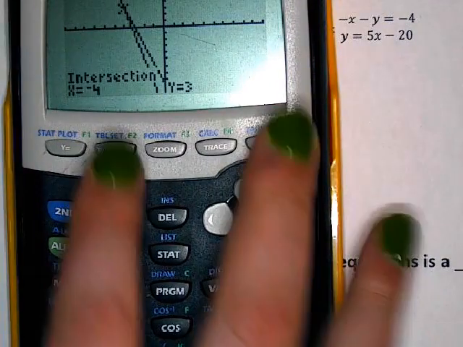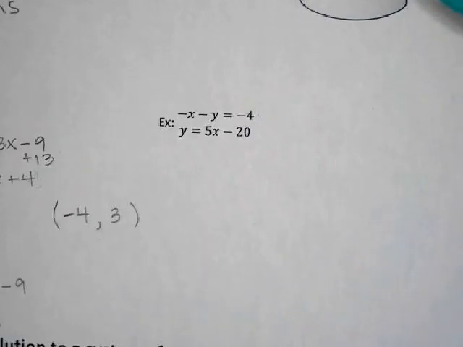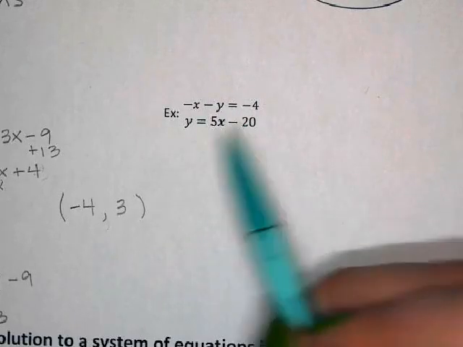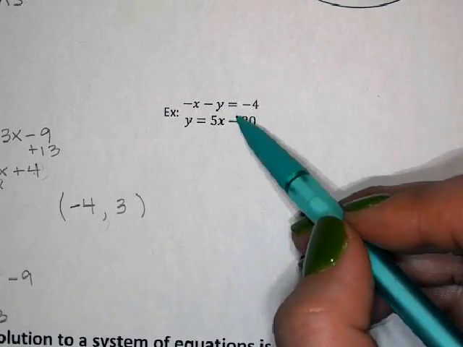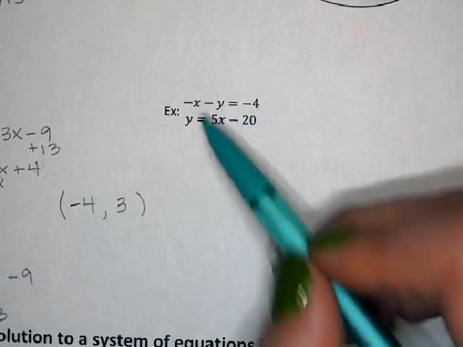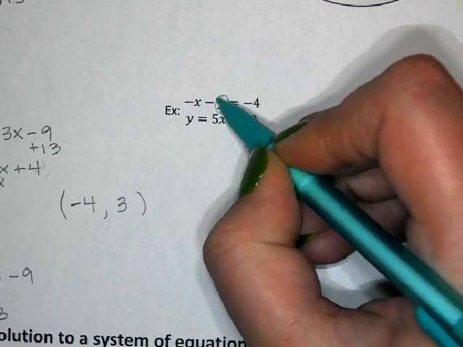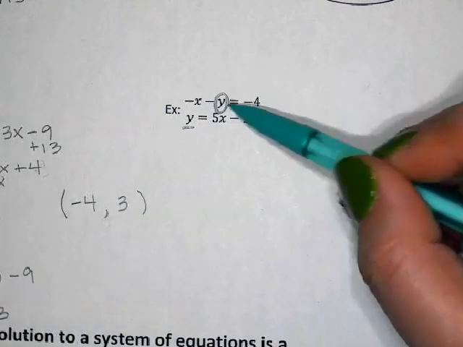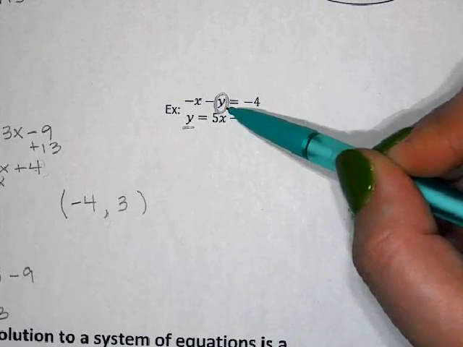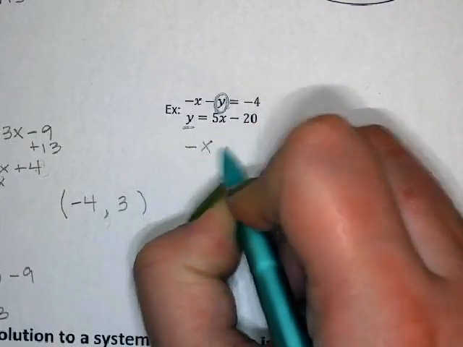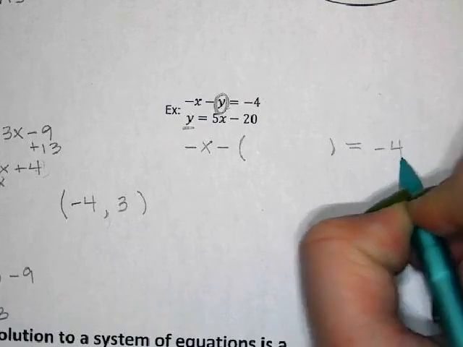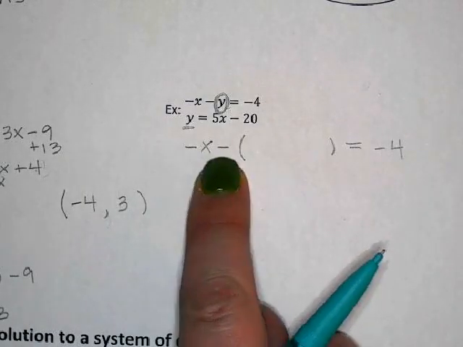The next one is more like a true substitution problem, where one equation has the y by itself and the other has the y inside the equation. What I like to do is look at the equation that has the variable inside of it and circle it. So go ahead and circle the y inside. Here's the y alone, and there's the y inside, so that's where we're going to substitute. Now I'm going to write that equation out: negative x minus, and where I had the circle I'm going to put parentheses, equals negative 4.